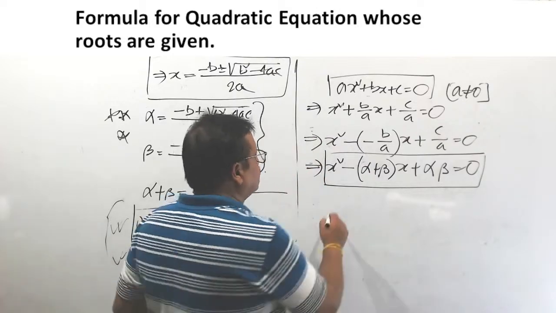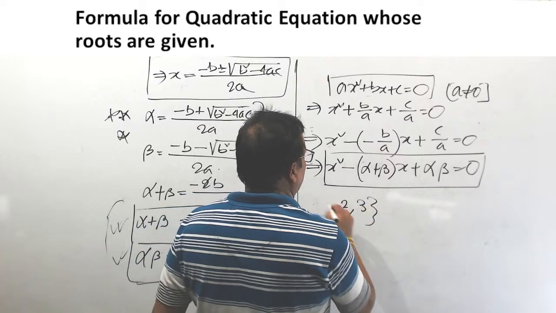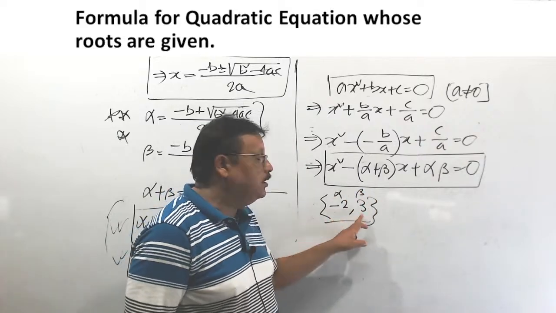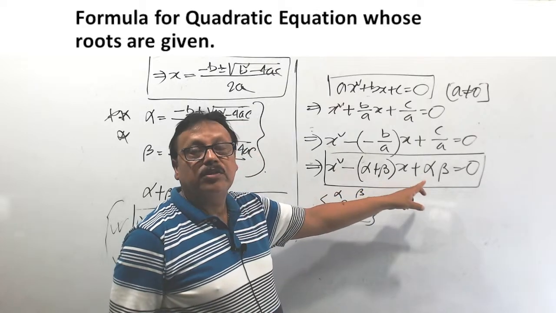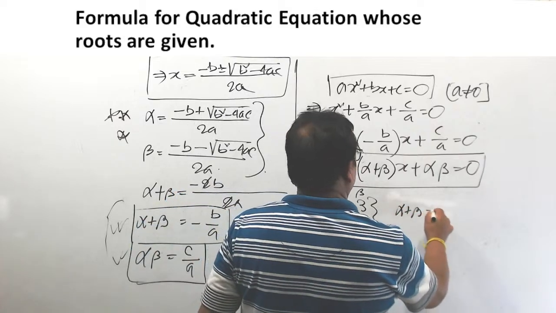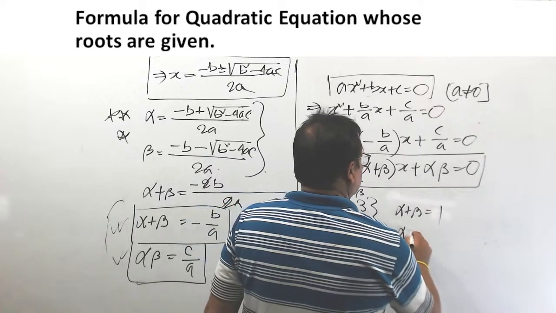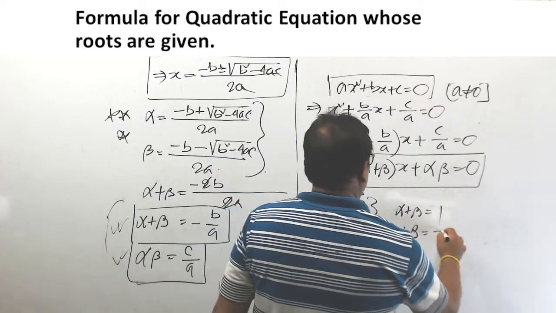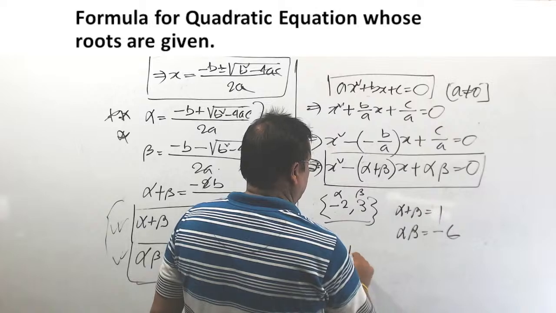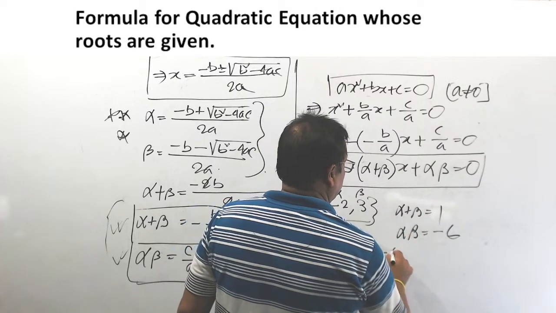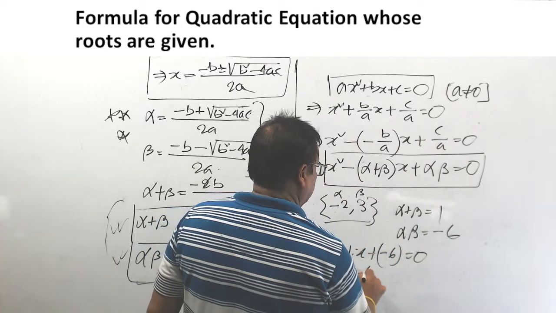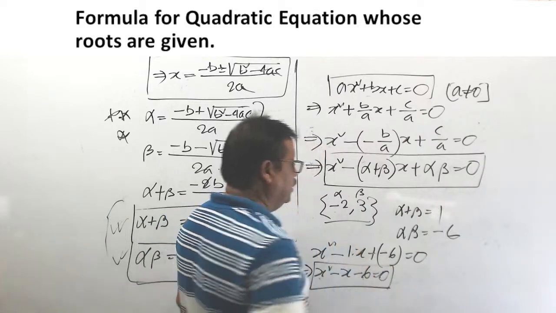Example, say two roots, minus 2 and 3. These are the two roots. Say one is alpha and one is beta. Understood? Two roots are given. One is minus 2 and 3. Find the quadratic equation. How will you find? What is the sum of the roots? That is alpha plus beta is equal to what? 1. What is the product of the roots? Product of the roots is equal to minus 6. Understood? So what is the formula? X square minus sum of the roots, that is 1 into x, plus product of the roots, that is minus 6, equals to 0. This implies x square minus x minus 6 equal to 0. This is the required quadratic equation, whose roots are minus 2 and 3.